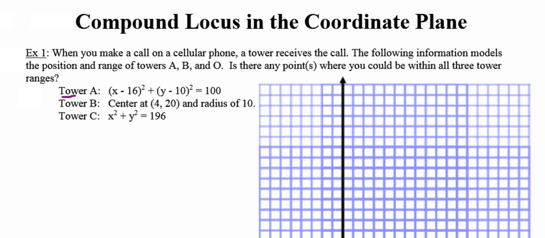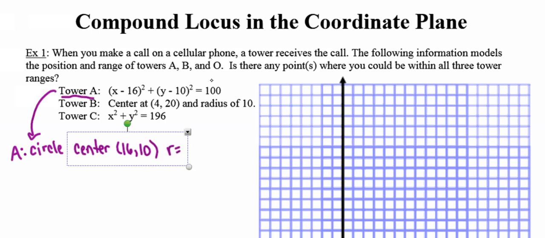If I look at the equation that's been written for Tower A, I notice that it's in the form of a circle. And you should be able to recognize that as the equation of a circle in the coordinate plane. And when we deal with circles, there's really 2 things that we need to focus in on and pay attention. We need to know where the center is and what the length of the radius is. So the center of this particular circle is going to have coordinates 16, 10. His radius, well, if the square of the radius is equal to 100, then the length of the radius must be equal to 10.